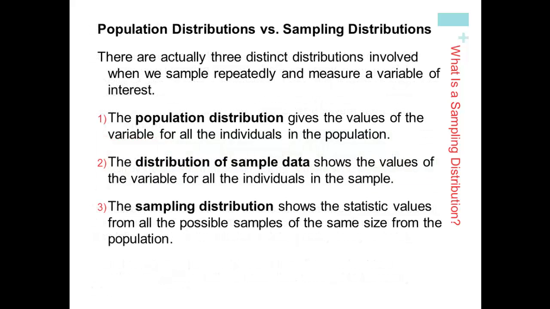There are actually 3 distinct distributions involved when we sample repeatedly and measure a variable of interest. The first is the population distribution, and it gives us the values of the variable for all individuals in the population. Again, when we're doing inference, this is unknown. 2. The distribution of sample data shows the values of the variable for all individuals in the sample. And 3. The sampling distribution, which shows the statistical values of all possible samples of the same size from the population.